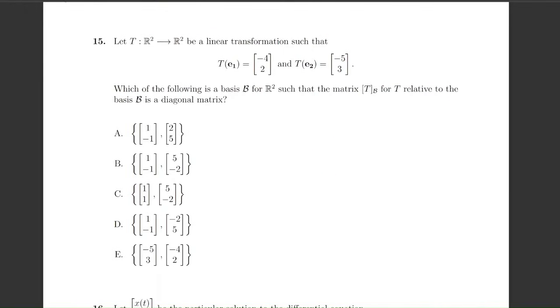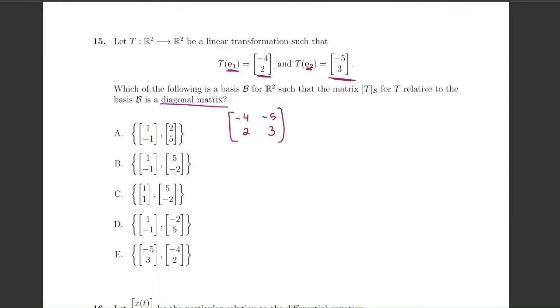In this problem, we have let the transformation from R2 to R2 be linear, such that the transformation of this vector gives us this, and this vector gives us negative 5, 3. Which of the following is a basis for R2 such that the matrix transformation relative to the basis B is diagonal? When you see a diagonal matrix, the first thing you should think of is diagonalization. So we probably want to diagonalize the transformation matrix, which is initially written as negative 4, 2, negative 5, 3.